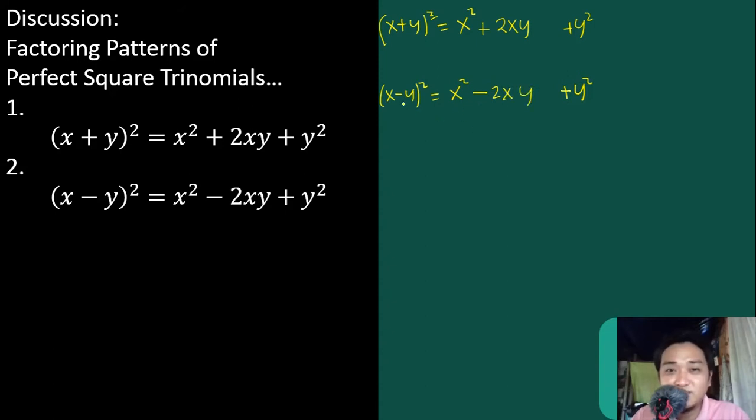So therefore, you can also make use of FOIL method, you can also make use of distributive property, but just to simplify everything, so we multiply 2, then x, and then negative y. So that is negative 2xy. So ito na ngayon yung pinaka-shortcut method natin. Simply, since ang pag-aaralan natin is factoring, babaliktarin lang natin.